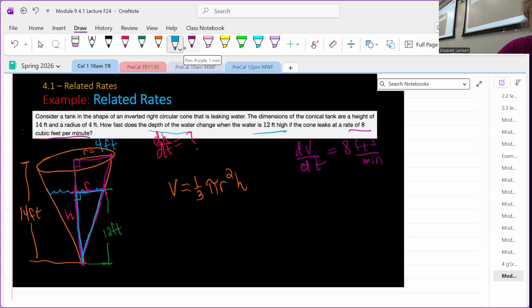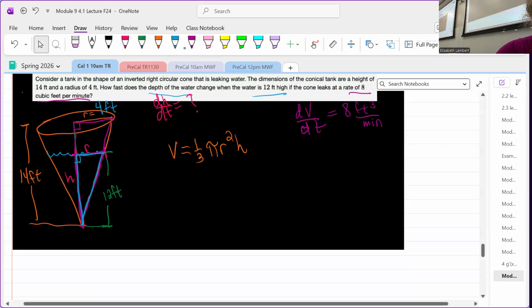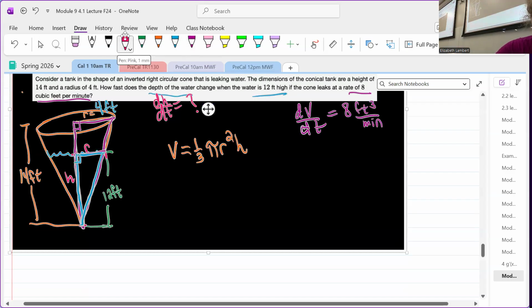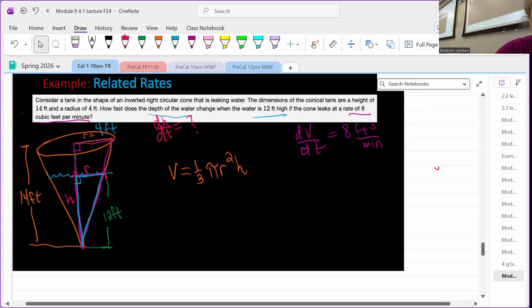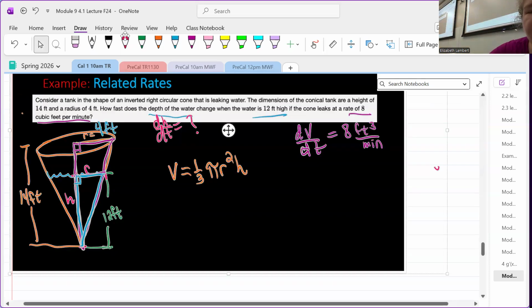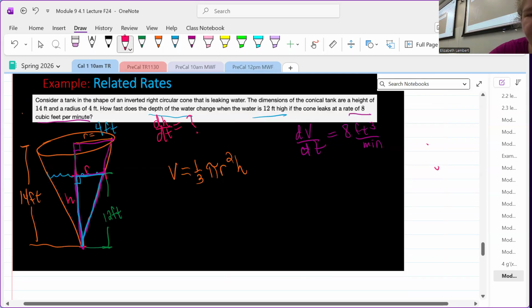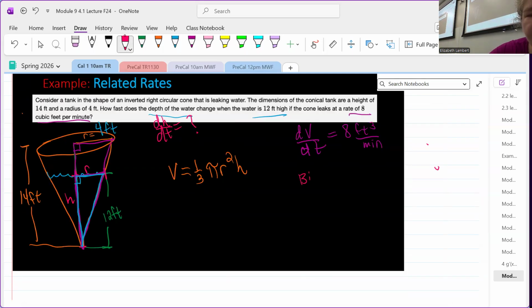So in my big triangle, I know my overall radius was 4 feet and my overall height was 14 feet. And then I have my little radius and my little height. So that is the secondary formula that I need here. So I've got big radius over big height equals little radius over little height.